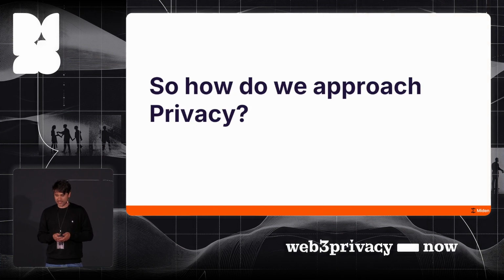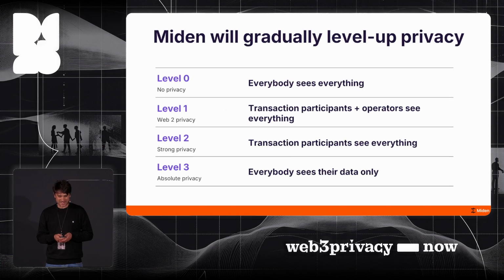Now the topic of this: we will gradually level up privacy, and I would be interested in your opinions on that. We discussed it quite a lot. There are other systems that go for privacy from day one, but we see privacy as a spectrum. Level 0 would be that everyone sees everything, so we would have no privacy, like Ethereum today or even Bitcoin.